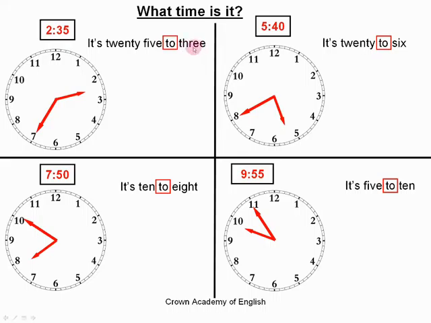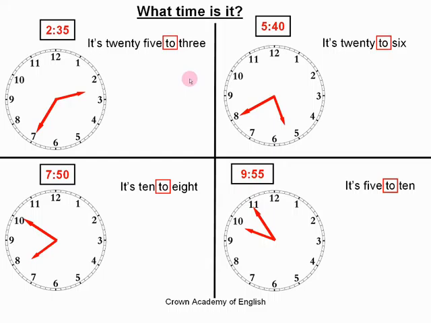Okay, that's very important. We do not say this time is 25 to 2. No, that is wrong. It is 25 minutes before 3 o'clock. So we say it's 25 to 3.